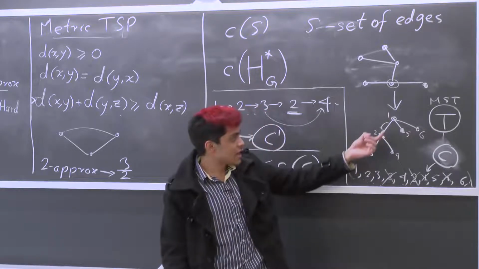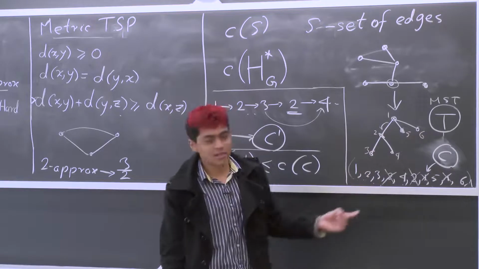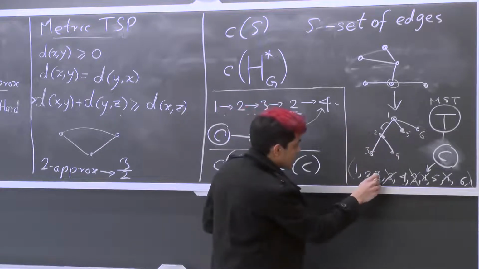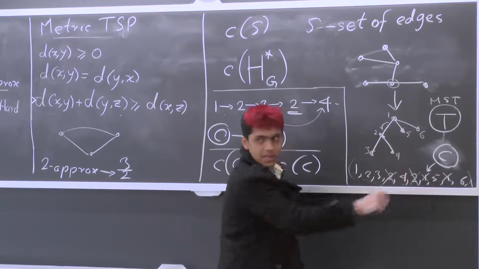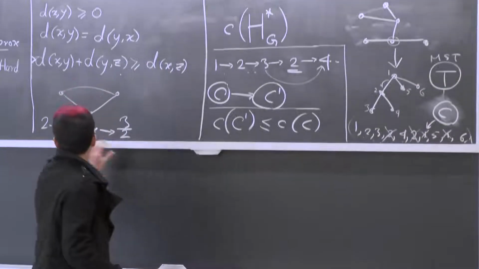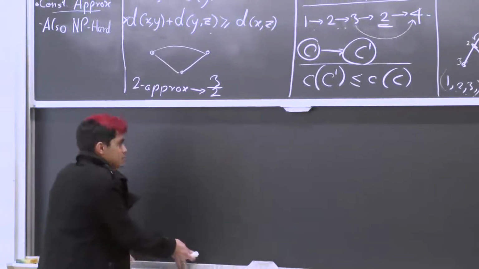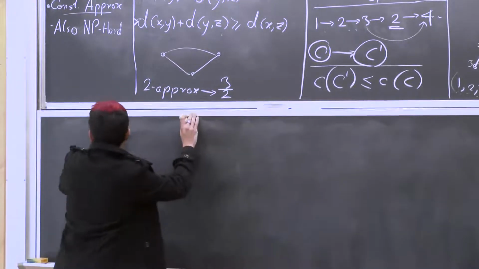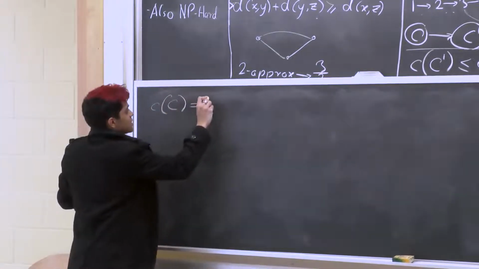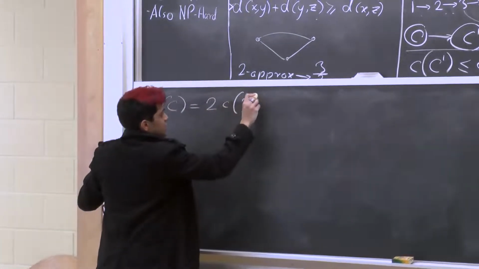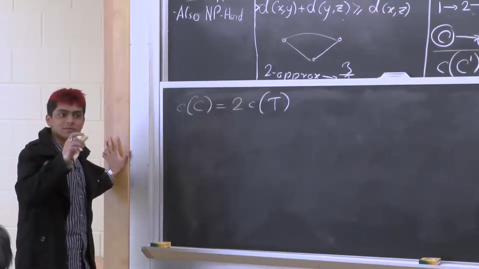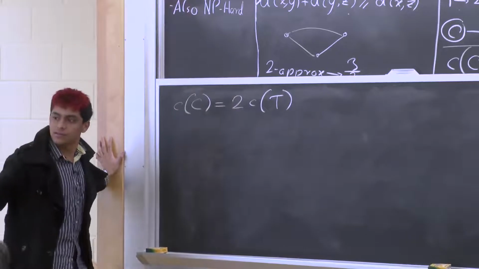No, so you're traversing every edge on the minimum spanning tree twice. So you're doing a DFS traversal, right? So you're going down, you're coming back up. So like you're going down, coming back up, backtracking, going back down. So every edge is traversed twice. So it's exactly twice T. So let's bring up a different board. So you know that the cost of C is twice the cost of T. Does that make sense? Why the traversal implies that you have every edge being visited twice, right?